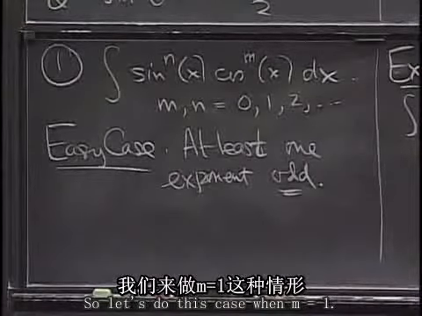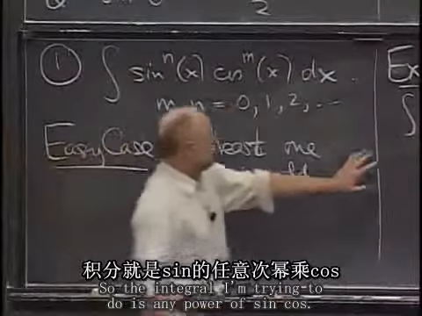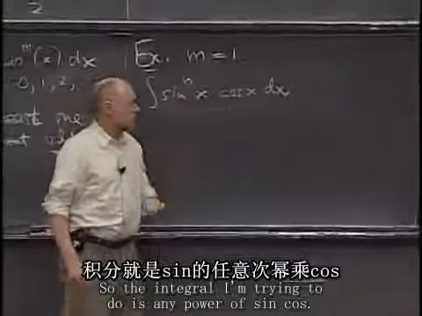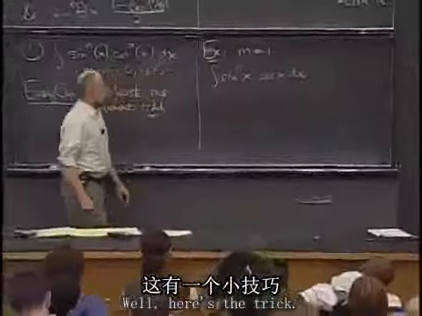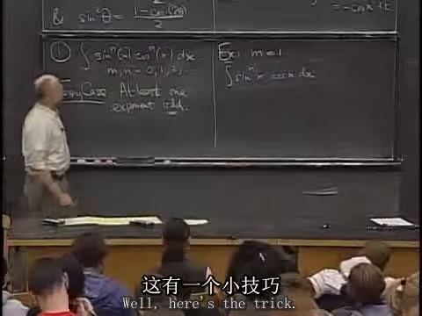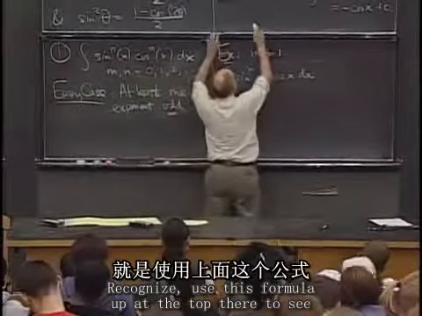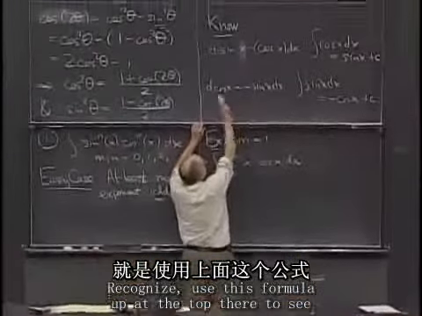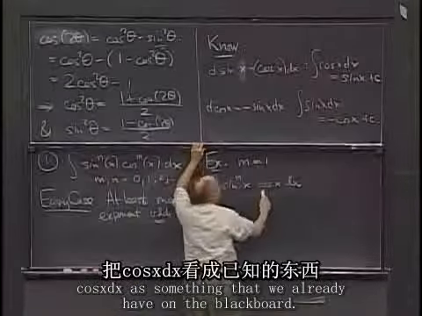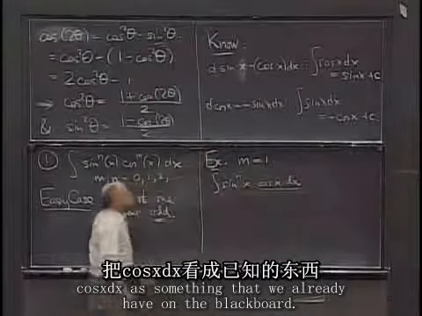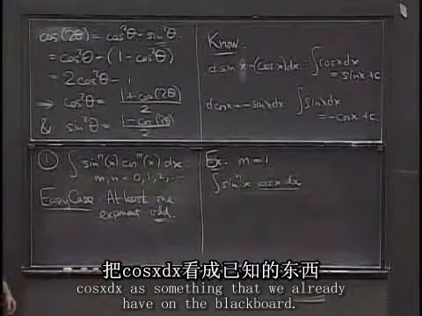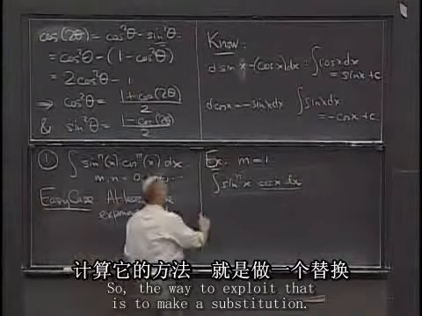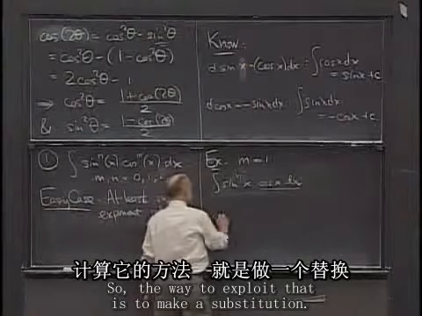So let's do this case when m is 1. So the integral I'm trying to do is any power of the sine times the cosine. Well, here's the trick. Use this formula up at the top there to see cosine of x dx as something that we already have on the blackboard. So the way to exploit that is to make a substitution.